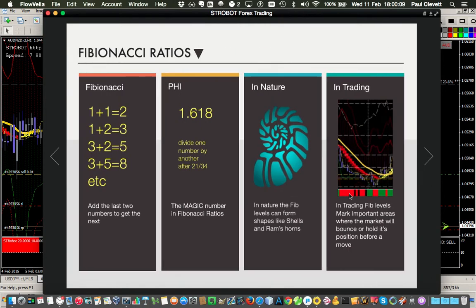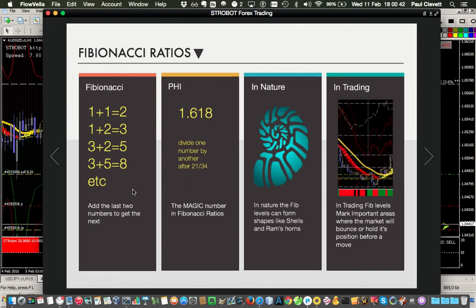So let's talk about Fibonacci ratios. Fibonacci ratios are really exciting when it comes to trading. Basically, to calculate Fibonacci numbers, you start with 1 and 1, and you add them: 1 and 1 is 2, 1 and 2 is 3, 3 and 2 is 5, and you keep adding up like that. And that gives you your Fibonacci list of numbers. Now, there's an offshoot of that. If you take numbers after about 21 to 34 and divide them by each other, you always get 1.618, which is known technically as phi. That is the magic number.